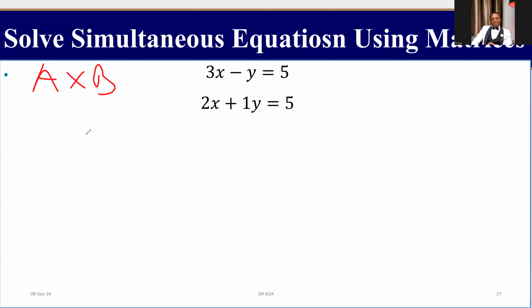So who can tell me the numbers on the left-hand side of the equation? If we are to write it in a matrix form, the first one is this 3. So you write 3. The second one on the right is negative 1. So you write negative 1. Then the one below is 2. Then the one next is 1. This is how you convert the whole thing to a matrix.